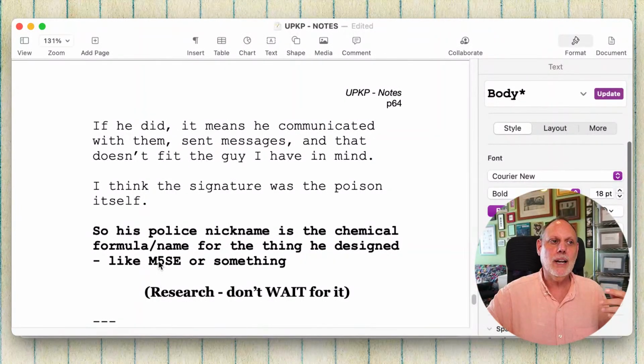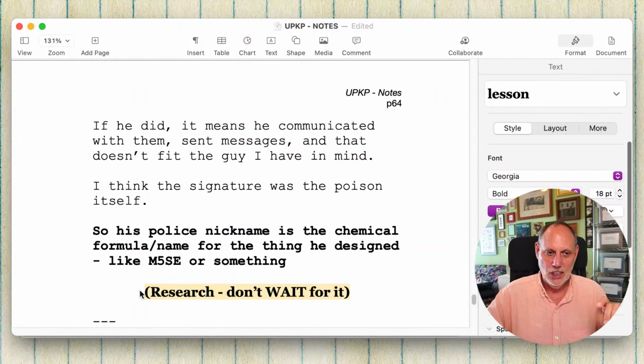I don't know chemistry, but I know that that's what his nickname is going to be. And that brought up the question of research, because in order to do something like this, you have to do some research. You have to learn enough about chemistry or enough about serial killers or poisons to be able to fake some knowledge of it.